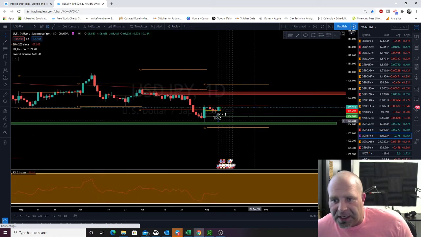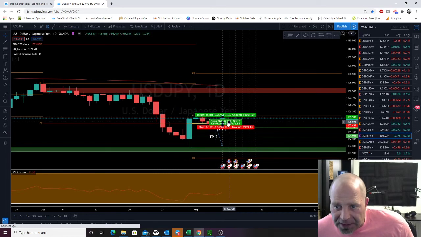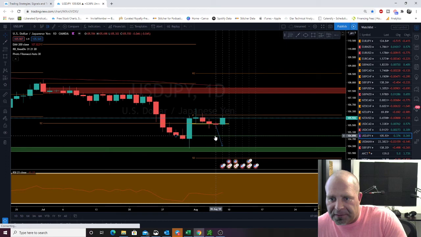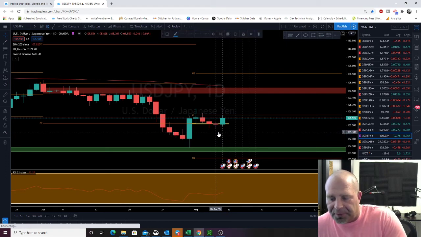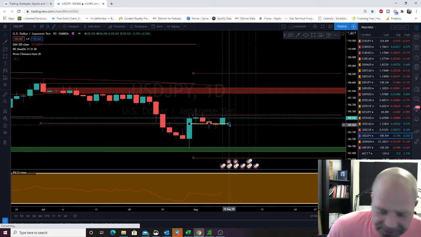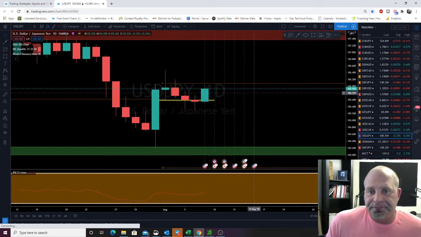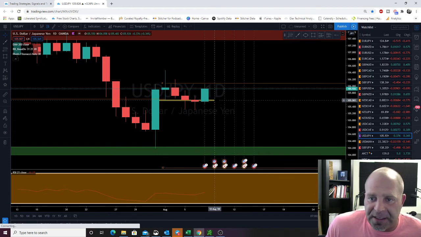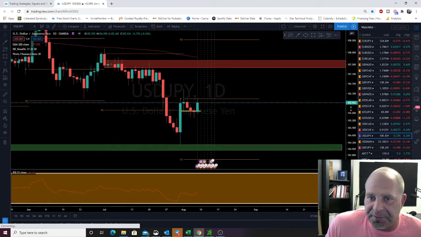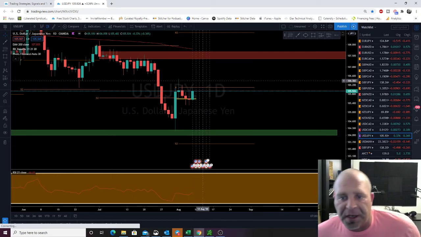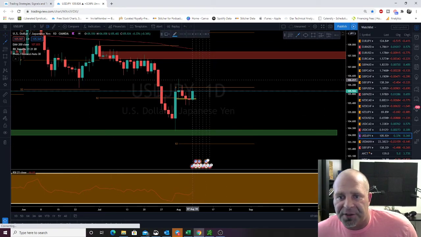USD JPY, you can see we had a good bullish trade, and then we had a bearish trade early in the week that went well, and then we got bullish off that inflection zone, and you can see it's working out. But we're sandwiched between that zone and the pivot, so I'm going to use those two levels on a smaller time frame to give me a direction on an intraday move. But until we break one of those levels, we don't really have a direction.